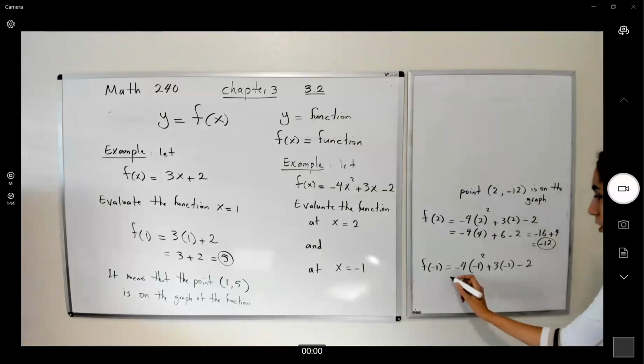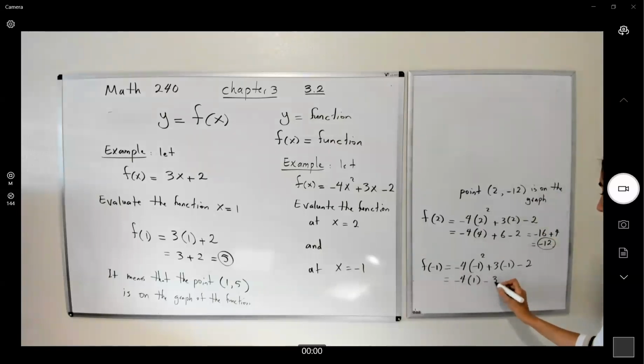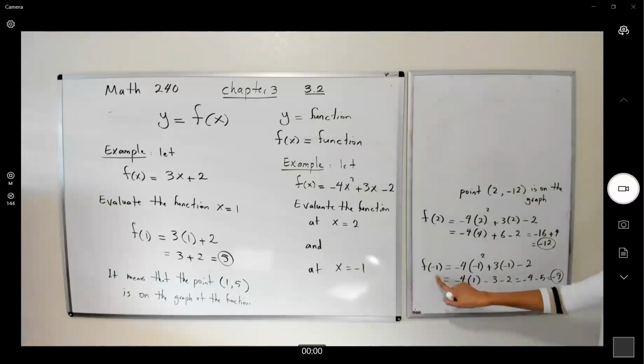What about this one? Let's do the calculation. We have negative 4 times 1 minus 3 minus 2, or negative 4 minus 5, or negative 9. The point (-1, -9) is also on the graph of the function.